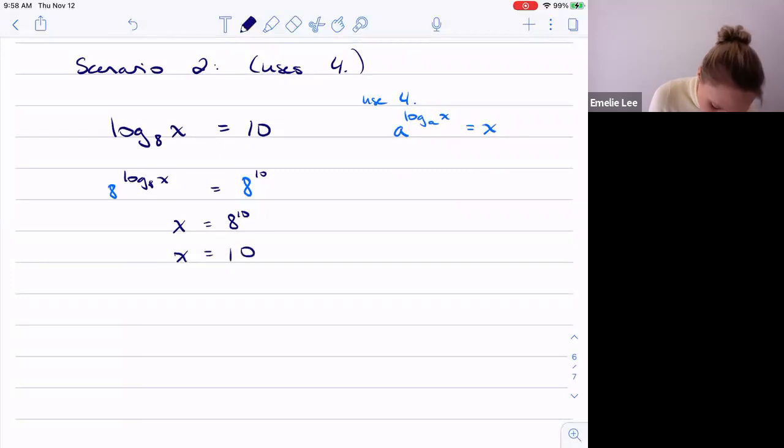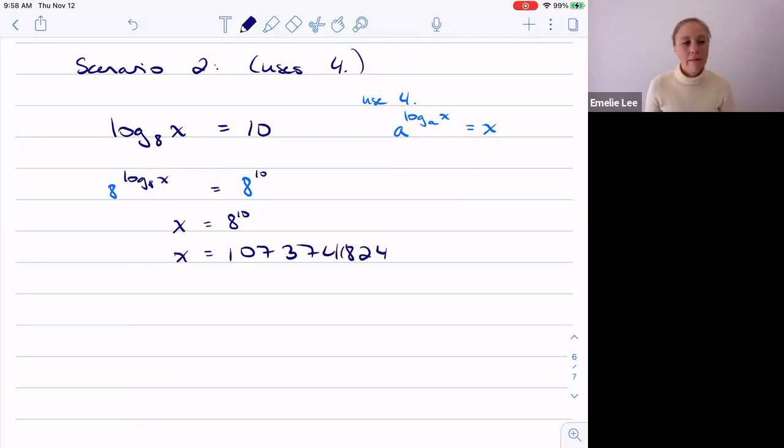X is 10737418824. Huge, huge. So that's how we're going to use these properties.